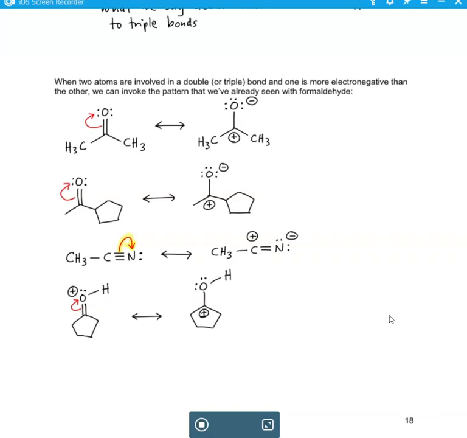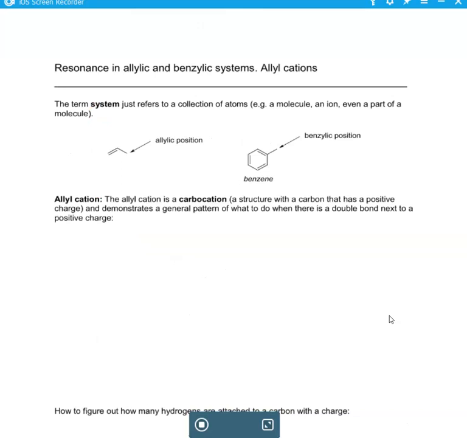So pattern recognition is what we're after. So let's look at what are called allylic and benzylic systems. We're going to start with allyl cations, or the allyl group. So first of all, here's an allyl group. So an allyl group involves 3 carbons with a double bond and a single bond.